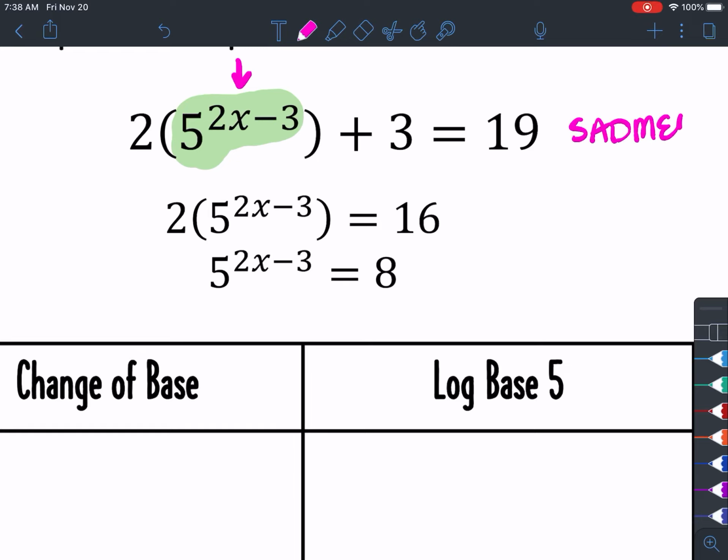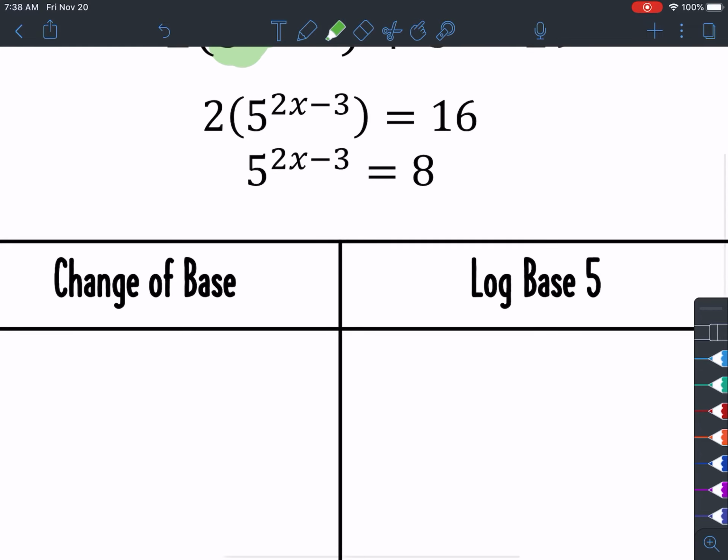If you haven't heard of SADMEP, it is the backwards order of operations, and that is the process we use in order to solve. So PEMDAS, the order of operations, is how we simplify. SADMEP allows us to solve, allows us to bring everything to the other side of the equation. You can see first, we subtracted 3 from both sides. Once we subtracted 3, we divided the 2 to the other side. That has left us now with the actual exponential by itself, set equal to just some number.